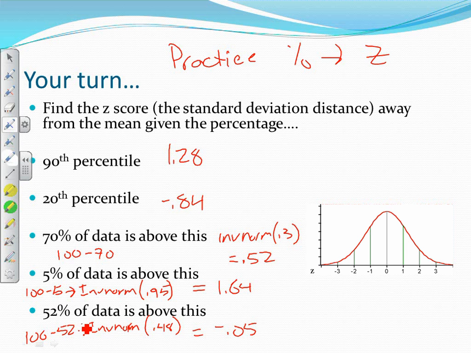Okay? This is just inverse norm of 0.9, inverse norm of 0.2. This would be inverse norm of 0.3. This would be inverse norm of 0.95. This would be inverse norm of 0.48. Whenever you're talking about percent above, you need to change the question into percent below.